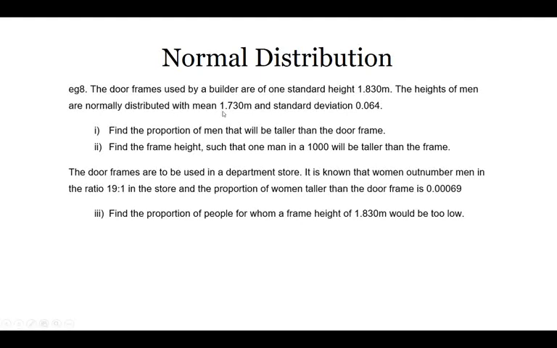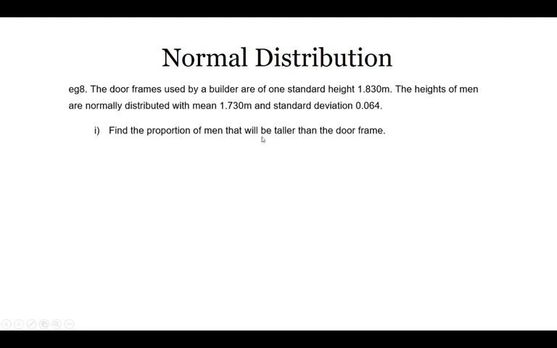Example 8. The door frames used by a builder are of one standard height, 1.830 meters. The heights of men are normally distributed with mean 1.730 meters and standard deviation 0.064. Right, there's a lot in this question. I'm just going to deal with part 1 to begin with. Find the proportion of men that would be taller than the door frame.